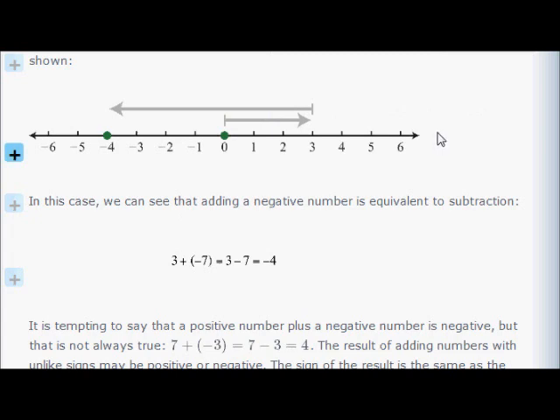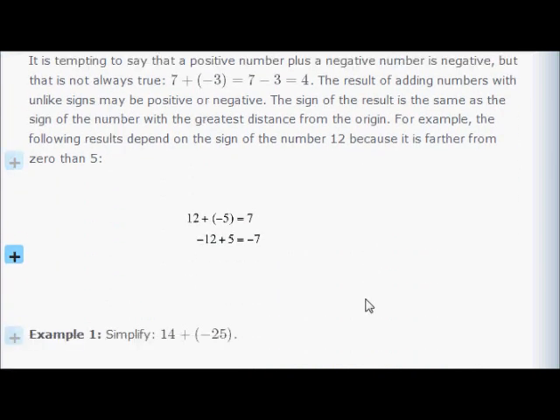And if you're going to show it on here, well, you can't see where the 7 mark is, but you would show that you took 7 hops to the right to get to 7, and then you took 3 hops to the left for negative 3. You went 1, 2, 3 hops to the left, and you ended up with 4, which is exactly what's shown here.